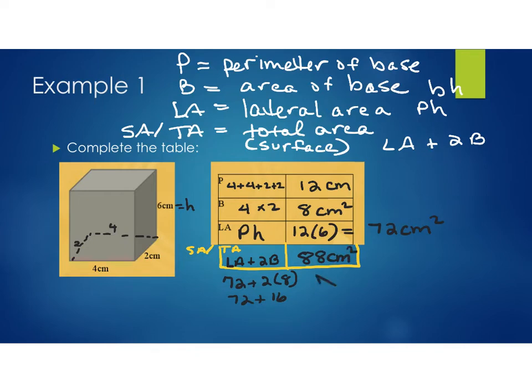Now, remember, for this one, we could have also done 2 times the base, and if we didn't have the lateral area already calculated, remember, lateral area is perimeter times height. So again, we could do 2 times 8 plus the perimeter, which was 12, times the height, which was 6, and again do 16 plus 72, again giving me the same number, 88 centimeters squared.